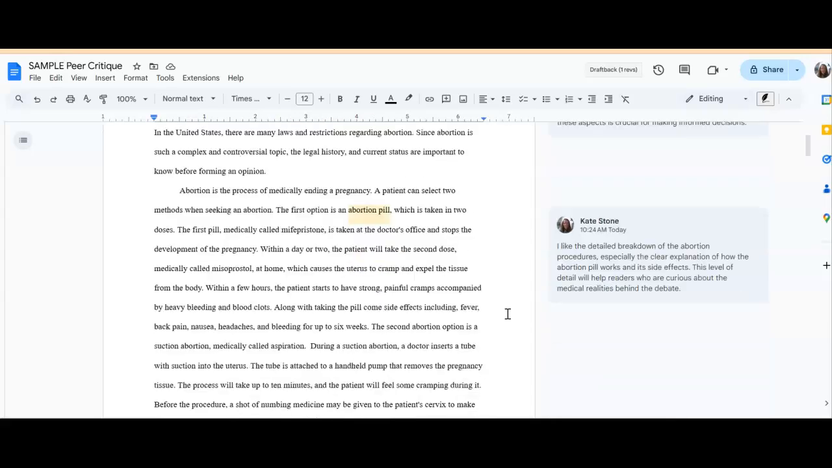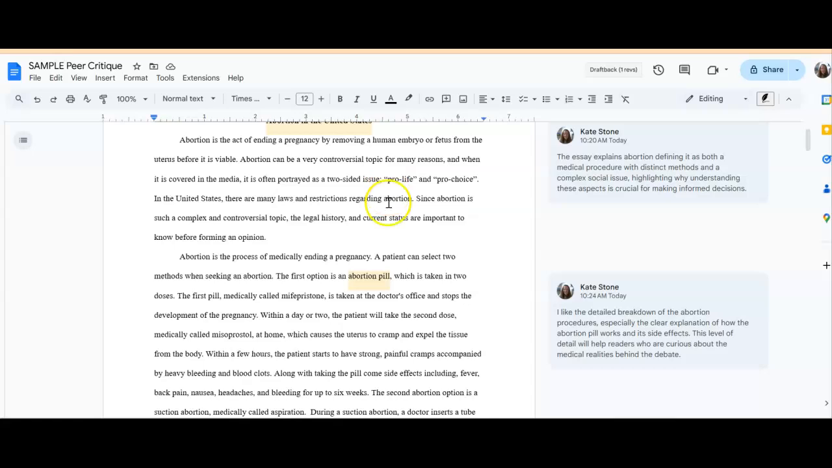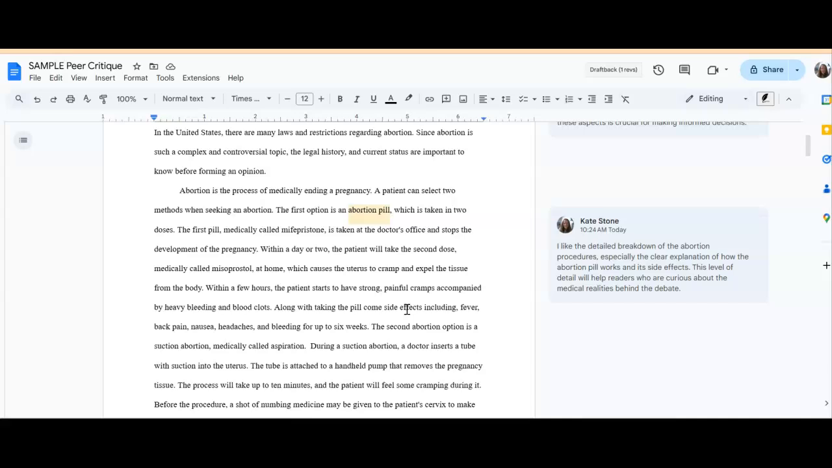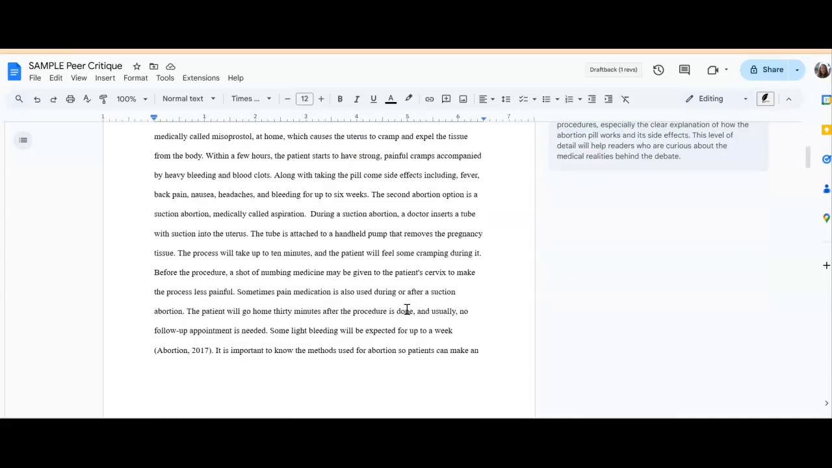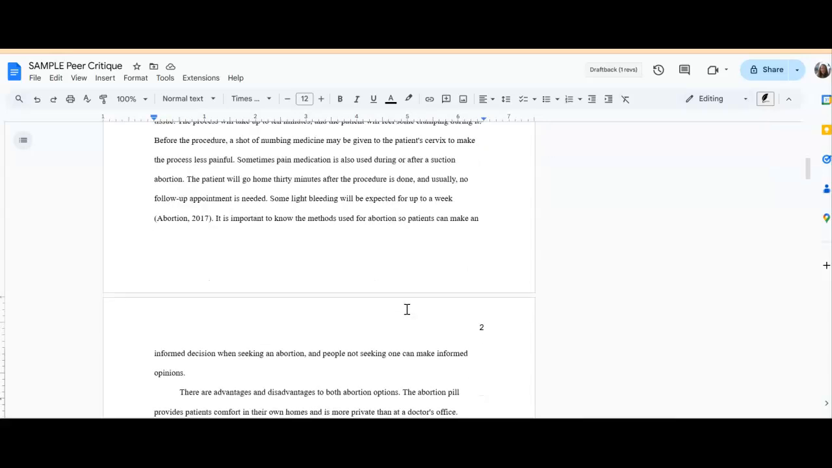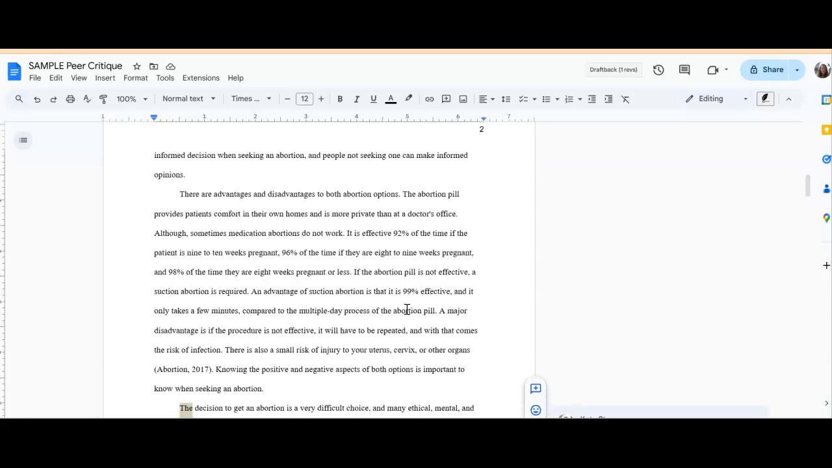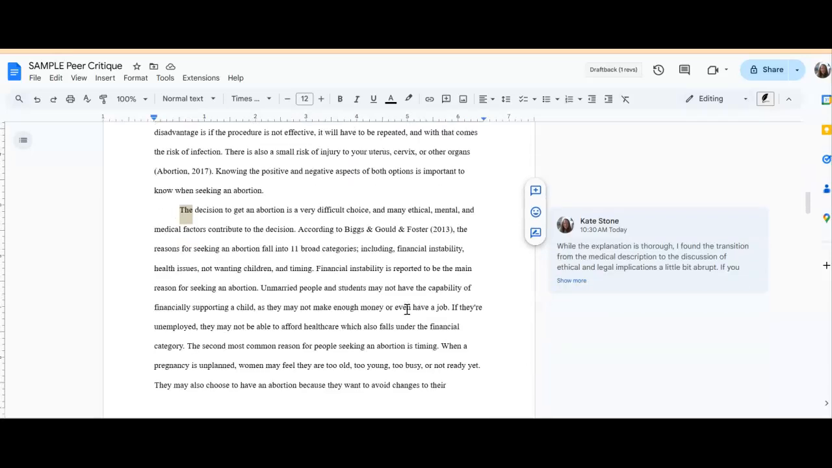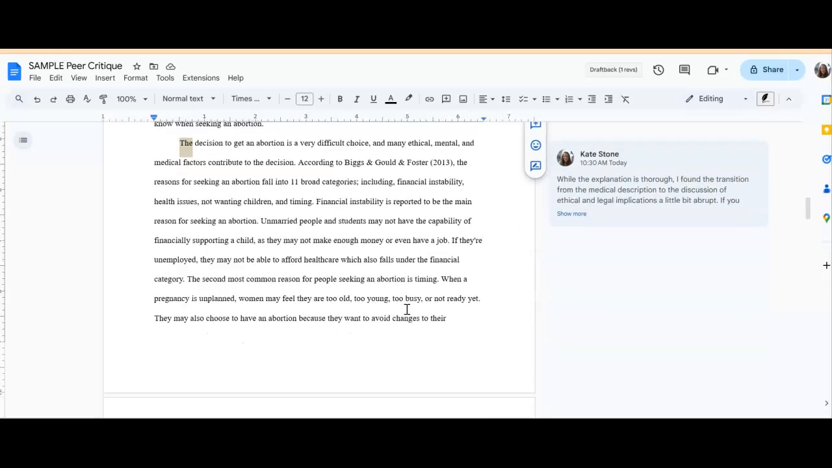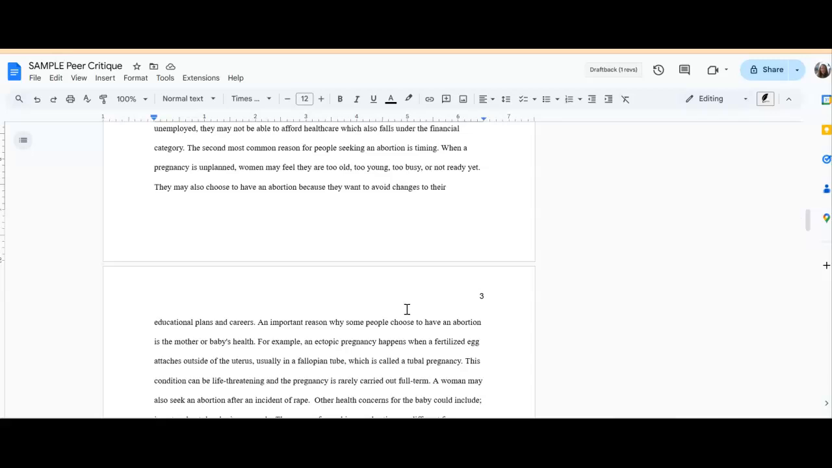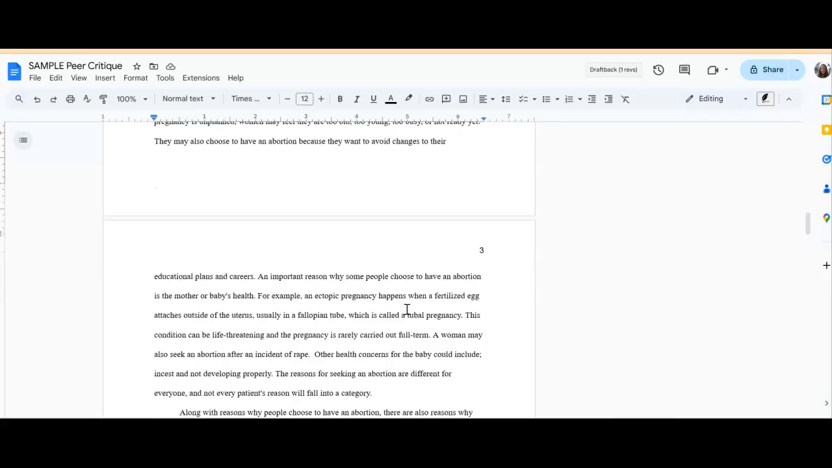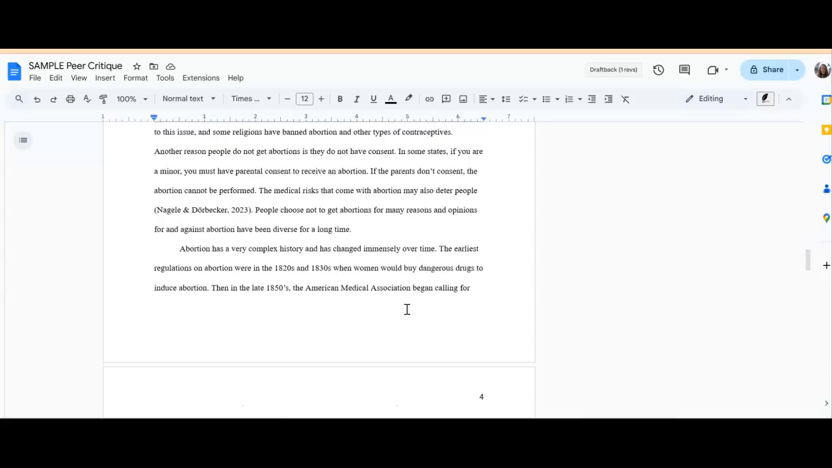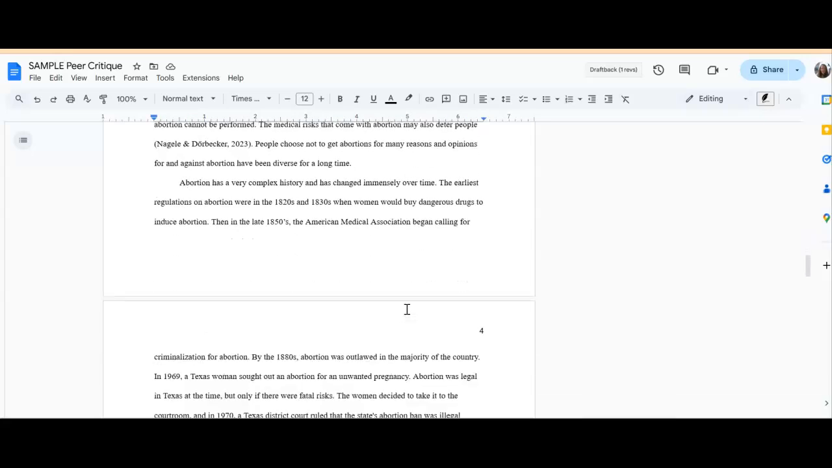So as I scroll through here, I can see that after their intro, right? So start with their first body paragraph. So their first body paragraph is kind of about the medical process. They talk about both the medical options, I guess, when it comes to abortion. So both pills and surgical. Then they talk about advantages and disadvantages of those different options. Then they talk about what causes someone to make a decision to get an abortion. So like, what are the reasons that people have abortions? So that's kind of a complex double paragraph there.